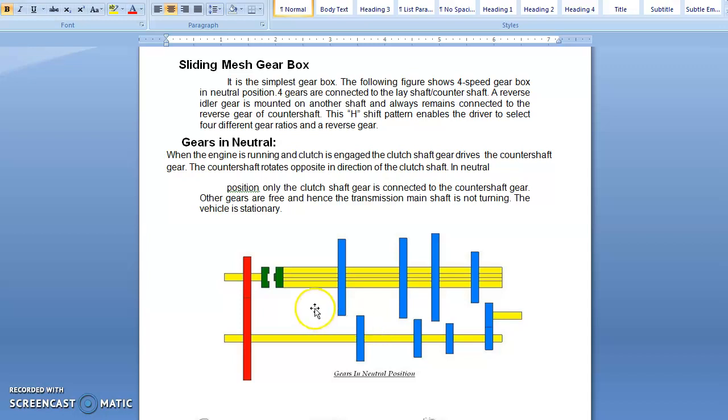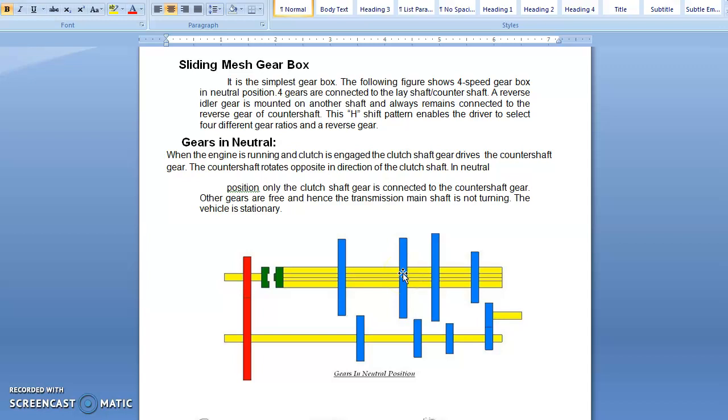In the 4-speed gearbox, the total number of gears present on the main shaft is 3. On the clutch shaft we have a single gear with a helical type, and on the counter shaft we have 4 gears. Another thing is that we are using a dog clutch here. This green one is the dog clutch. We use this dog clutch to engage the clutch shaft to the transmission shaft or main shaft.